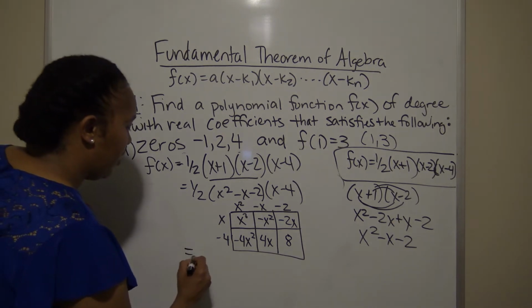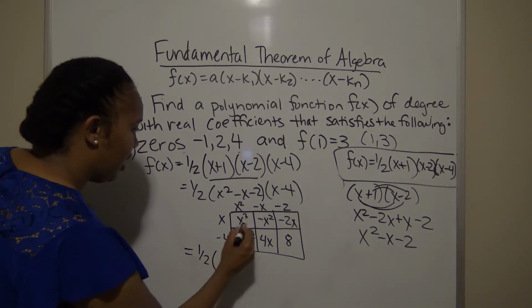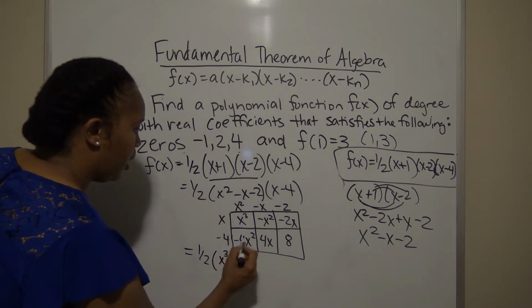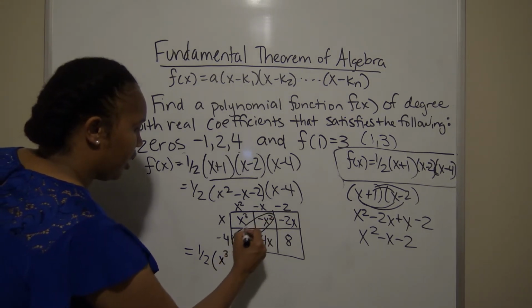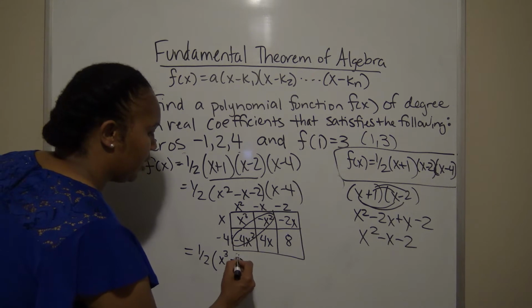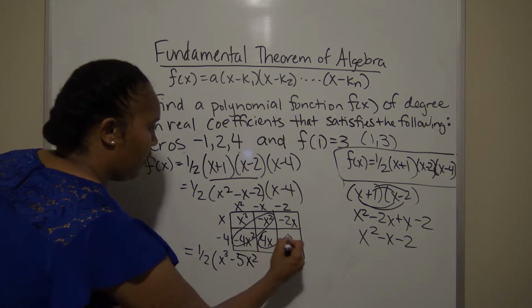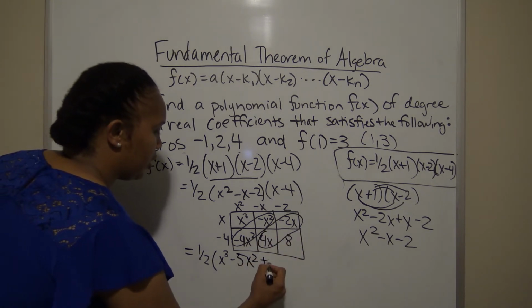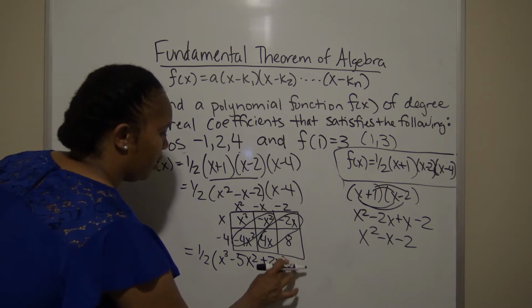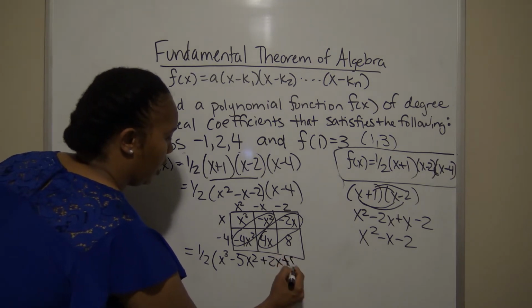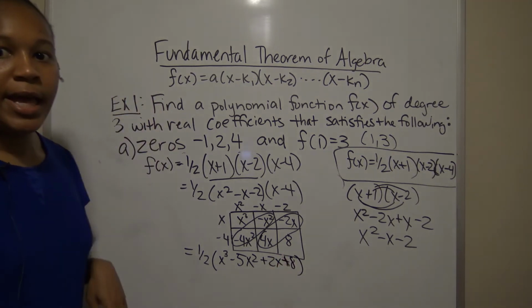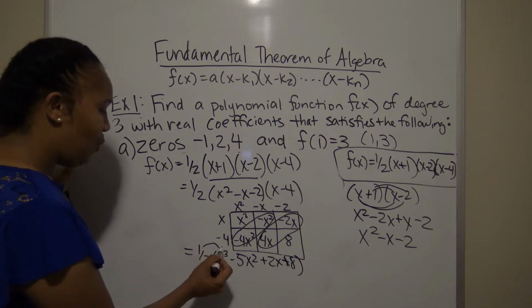And so that will give me 1/2 times x to the third. Combine these two because those are like terms: -4 and -1 is minus 5x squared. 4x minus 2x, those are like terms. That'll be plus 2x, and then plus 8. 8 has nothing to be combined with. And then you will distribute the 1/2.